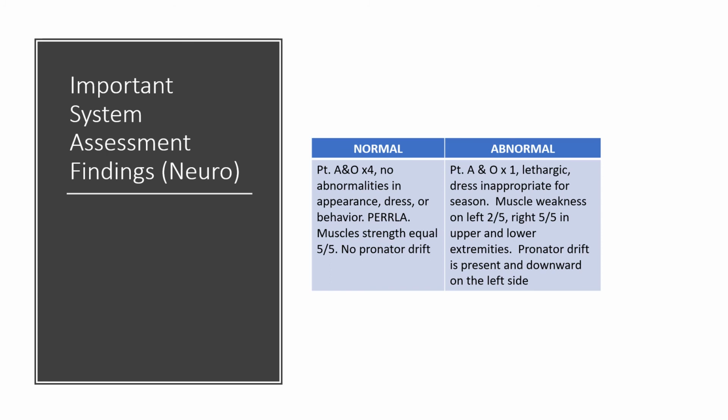An abnormal exam would be if your patient was alert and oriented maybe x1 or maybe x2. If they're lethargic, they're not alert, they're dressed inappropriately for the season, maybe they have muscle weakness. If you had maybe somebody that had a 2 out of 5 on the left, they may have had a stroke and it affected their left side, and the right they had 5 out of 5 strength. And make sure you put upper and lower extremities. And then if you have pronator drift, if it's present and the patient has weakness on the left, it would be downward and on the left side. So that's how you would document normal and abnormal neuro exams.